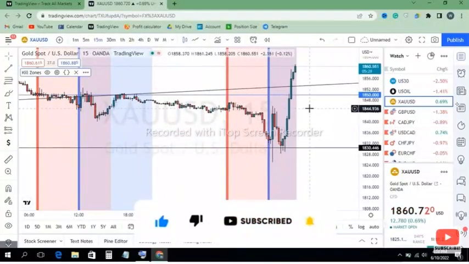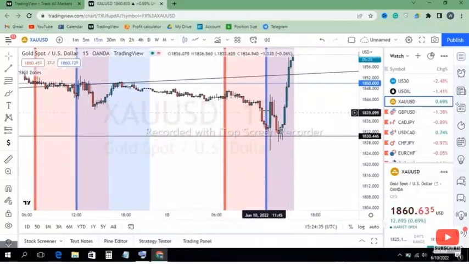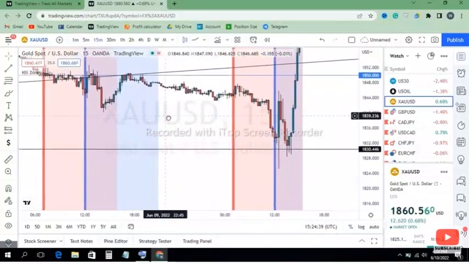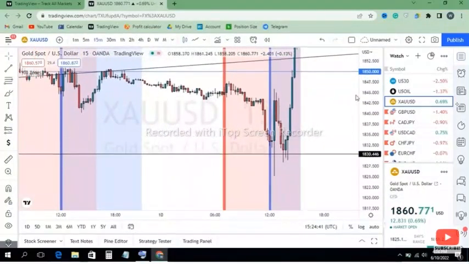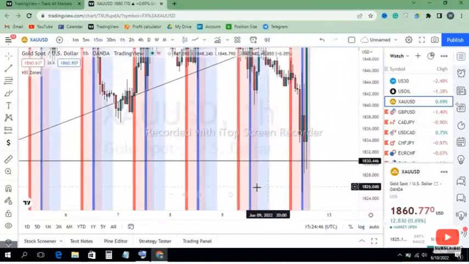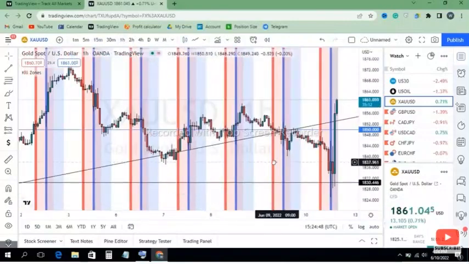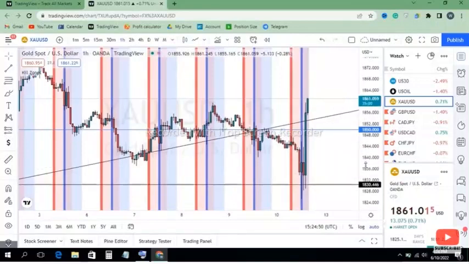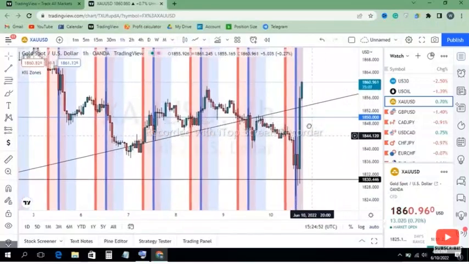So first of all, we should check out for patterns. That's a very important thing. We must check for patterns. If we are not seeing any pattern, then there is no trade. So for the red, that's London session, and for the blue, that's New York session.